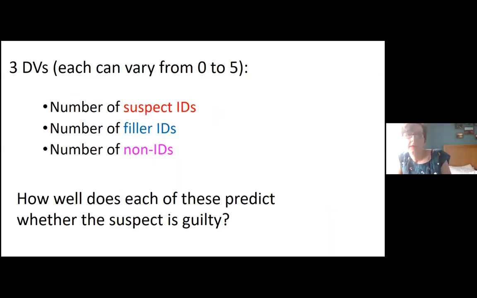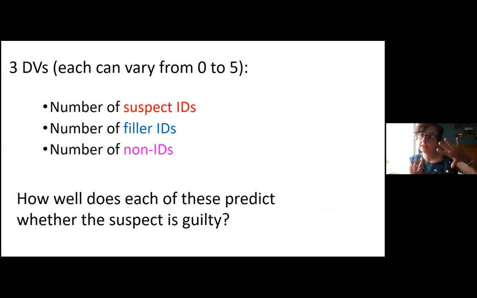So there are 3 dependent variables that I'm going to focus on today. The first is how many times across those 5 lineups did the witness pick the suspect? And then same thing for filler IDs. How many times across those 5 lineups did they pick a filler, any filler? And how many times did they reject the lineup completely? And our first question really is, how well do those things predict suspect guilt? And what we kind of expected to see is that the more times the suspect is chosen, the more likely it would be that the suspect would be guilty.